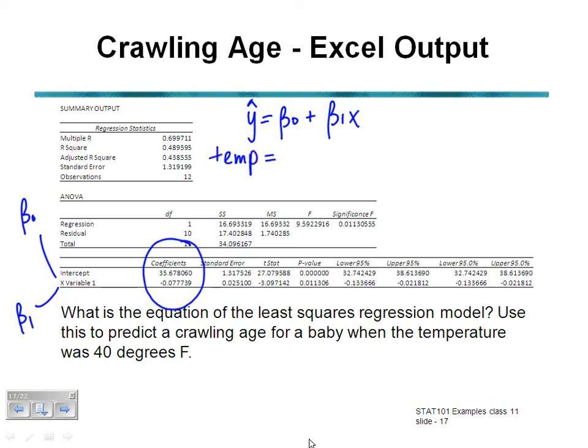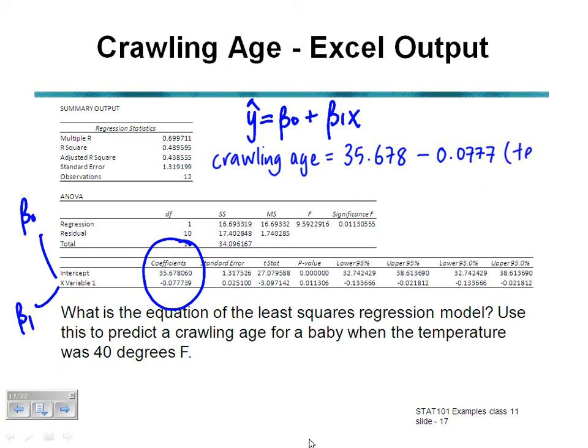So writing it in context of our example, y is our crawling age. So crawling age is beta naught, that's our intercept coefficient, which is 35.678. And we've got a negative slope, remember, so it'll be negative beta 1, which is 0.0777. So negative 0.0777 times our x variable, which in this case is our temperature. So we have the equation of our line, which we can now use for prediction.